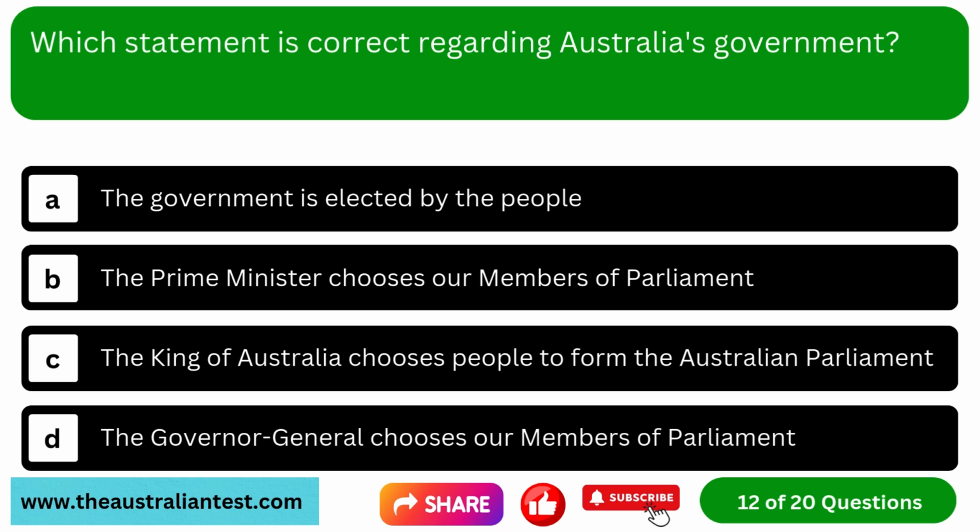Question 12. Which statement is correct regarding Australia's government? Option A, the government is elected by the people. Option B, the Prime Minister chooses our members of Parliament. Option C, the King of Australia chooses people to form the Australian Parliament. Option D, the Governor General chooses our members of Parliament.